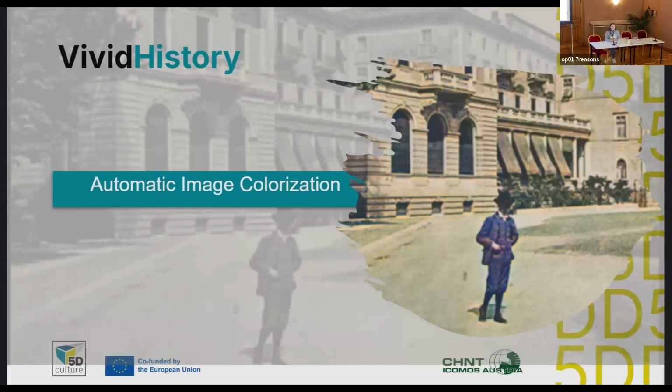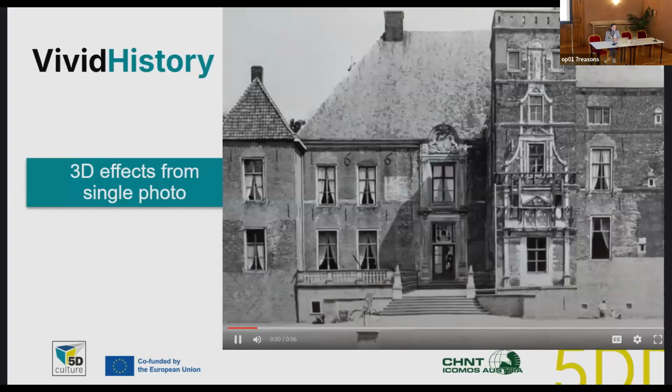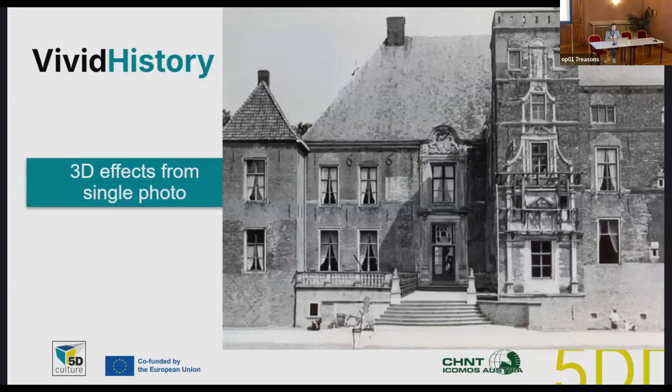Vivid History, so this first tool is composed by two modules. The first one is for the automatic colorization of the grayscale historical images, while the second module is dedicated to the creation of these 3D effects from single photos.